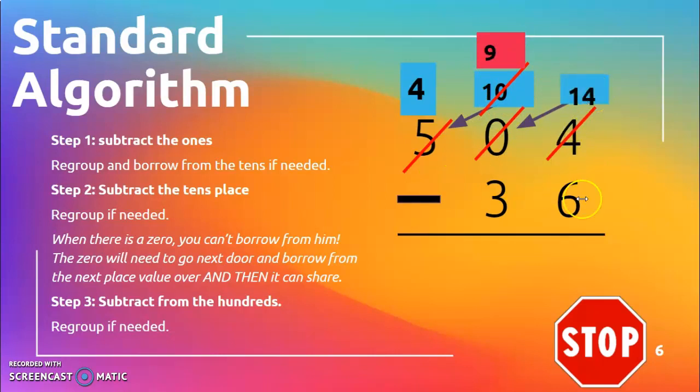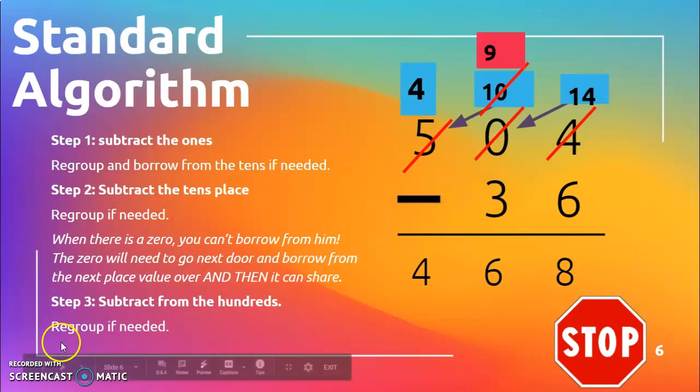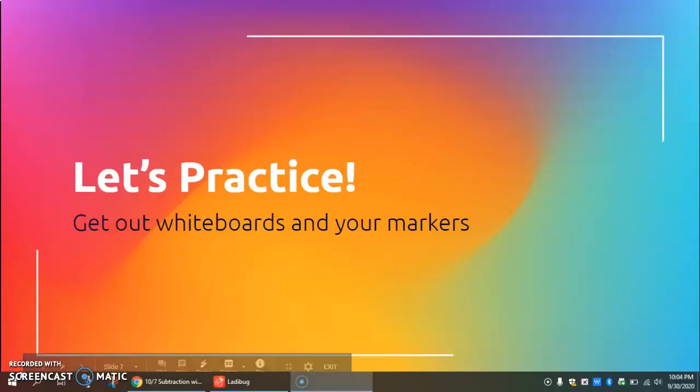So now 14 minus 6 is going to be 8. 9 minus 3, can I do it? Yes. So 9 minus 3 is 6. And under my hundreds place, I don't have any other number. So 4 minus nothing is 4. My number should be 468.